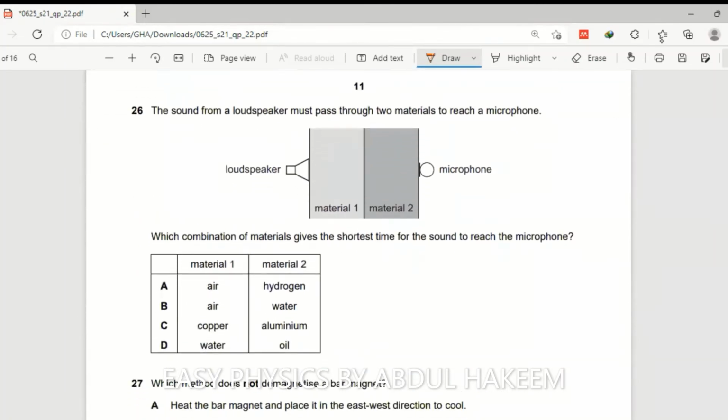Next, the sound from the loudspeaker must pass 2 materials to reach a microphone. This is the microphone, this is the speaker. Which combination of materials gives the shortest time? The speed is high and large when the medium is dense. So when both media are of high density, the speed of the sound will be large. It will take the shortest time. So material 1 and material 2 must be of high density. So copper and aluminium. So this is the correct option.